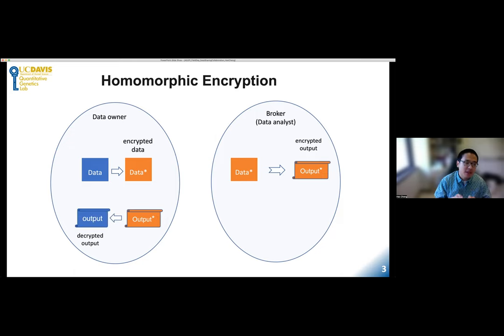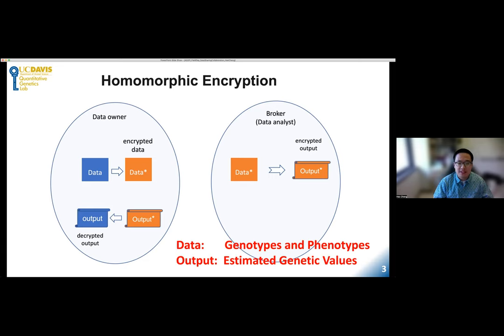And then we'll be able to use the same key to decrypt the encrypted output and get the decrypted output. If you have a look at the figure here, the blue boxes represent the raw data and the output we want, but the orange boxes represent the encrypted data and the encrypted output. One example for genome-to-phenome analysis: let's say the data are genotypes and phenotypes, and the output is the estimated genetic values. We have our raw genotypes and phenotypes, we encrypt them first, and then we transfer them to somebody who will do the data analysis and get the encrypted EBV, or estimated genetic value. Then they return the encrypted estimated genetic value back to us, and we use the key to decrypt it. Then we get the estimated genetic value we want. So this is a big picture of homomorphic encryption.